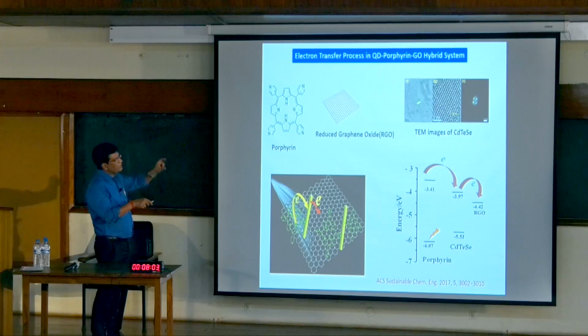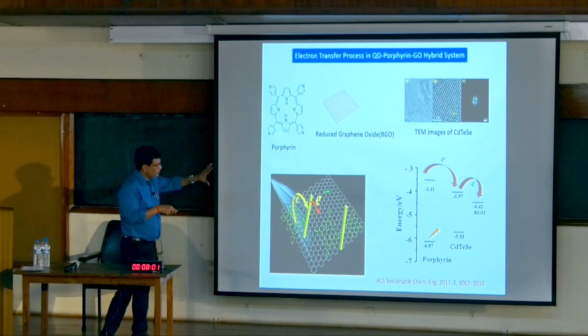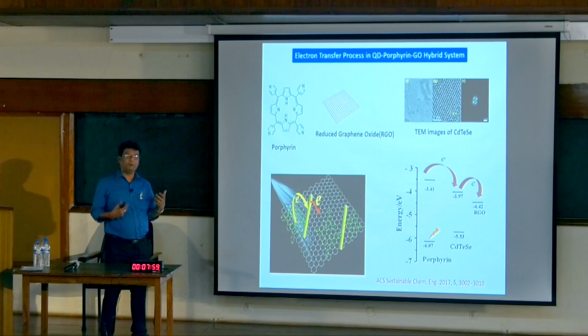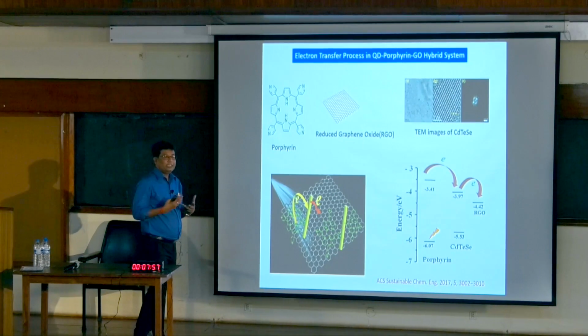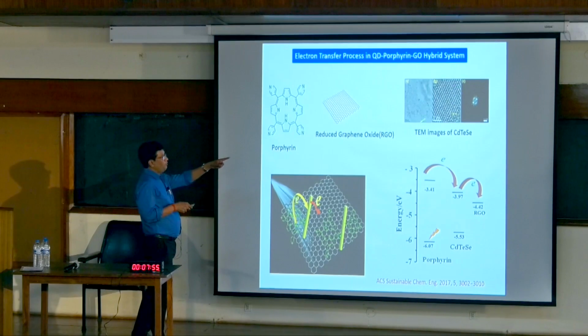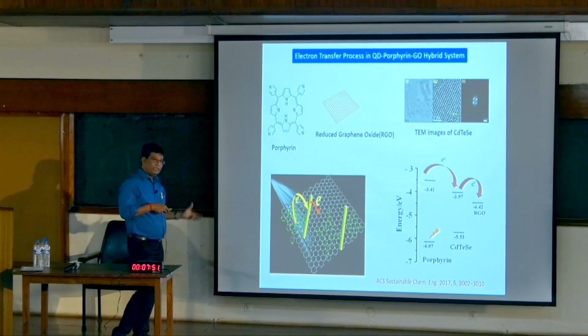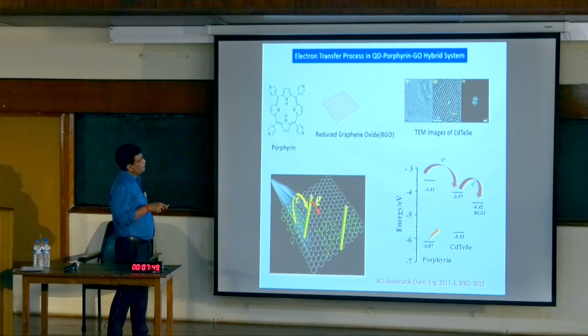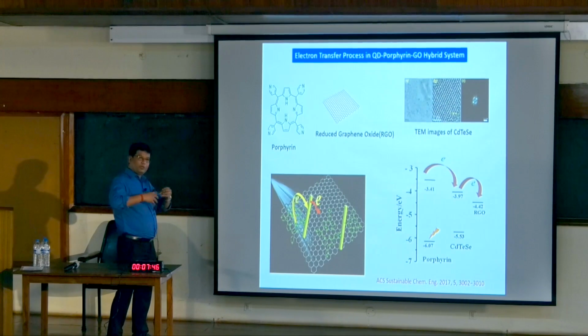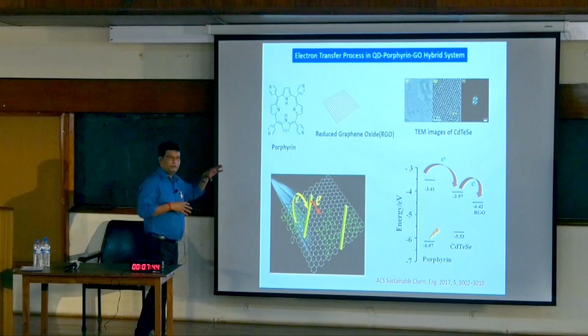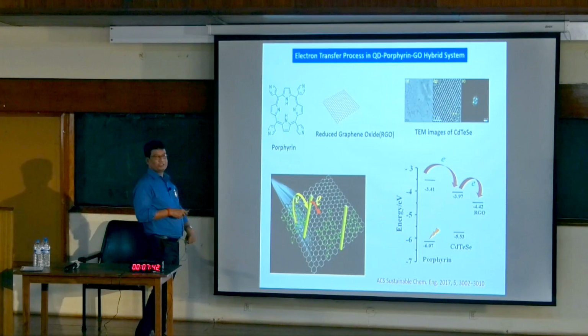We tried to attach this quantum dot on the porphyrin sheet, but it is very difficult because graphene oxide is negative and the porphyrin is also attached with some ligand, so you cannot attach. That's why here we use the porphyrin molecule to wrap the nanoparticle, in pi-pi interaction with the graphene oxide.